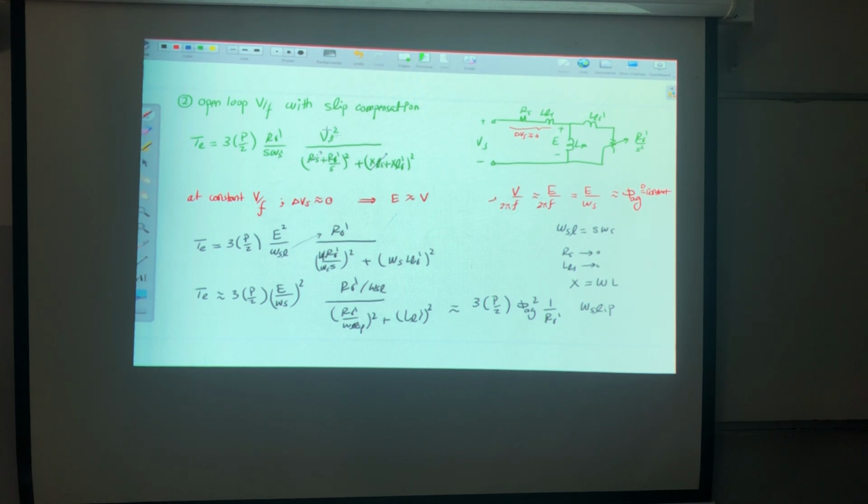Now those are constants, yes or no? They are constant. So this means that the torque is proportional with omega slip. Yes? The torque is proportional with omega slip.